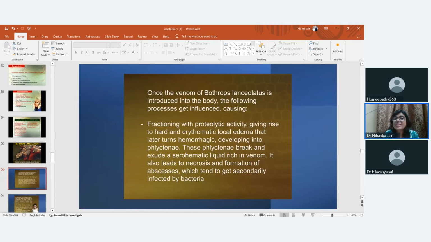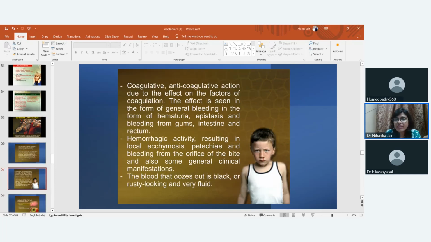Once the venom of Bothrops is introduced in the body, the following processes get influenced, causing proteolytic activity, giving rise to hard and erythematous local edema that later turns into hemorrhage. Developing into phlyctenae, these break and exude a serohemorrhagic liquid rich in the venom. It also leads to necrosis and formation of abscess, which tends to get secondarily infected by bacteria. Coagulative, anticoagulative action due to the effect on factors of coagulation.